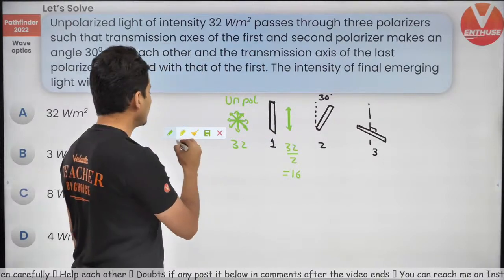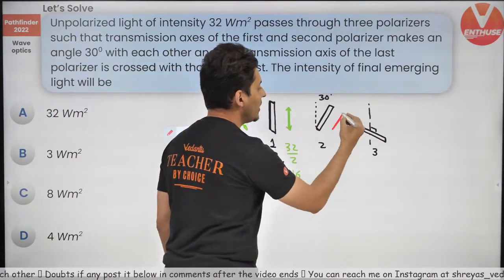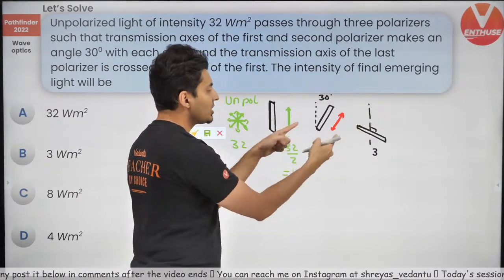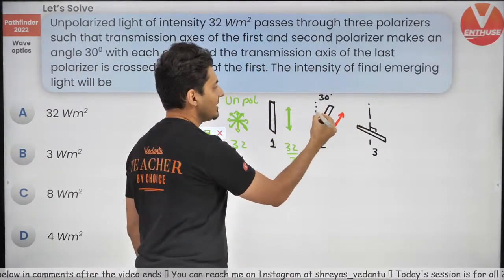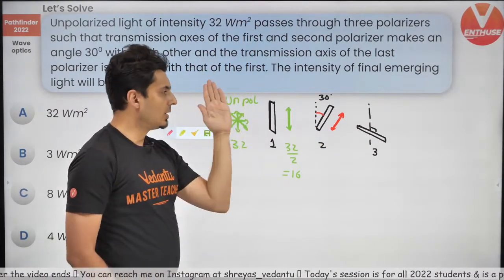Now when it goes through the second polarizer, which is at an angle, only a component of it will go. So how much component will go? Because this angle is 30 degrees and initially it was going vertical.